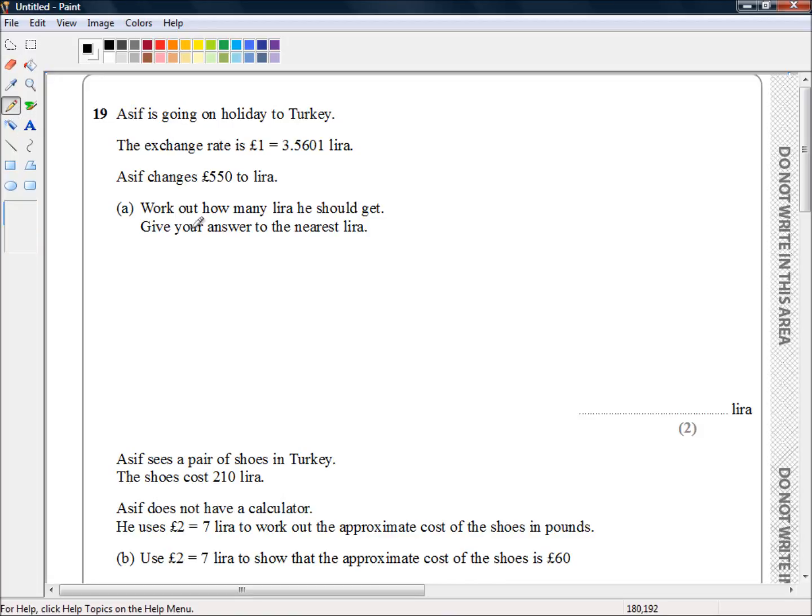So we are multiplying 550 times 3.5601. Another quick mental check to make sure this is right. If £1 equates to 3.5601 lira, we're going to expect to get more lira than we had pounds, so we're looking for this to become a bigger number.